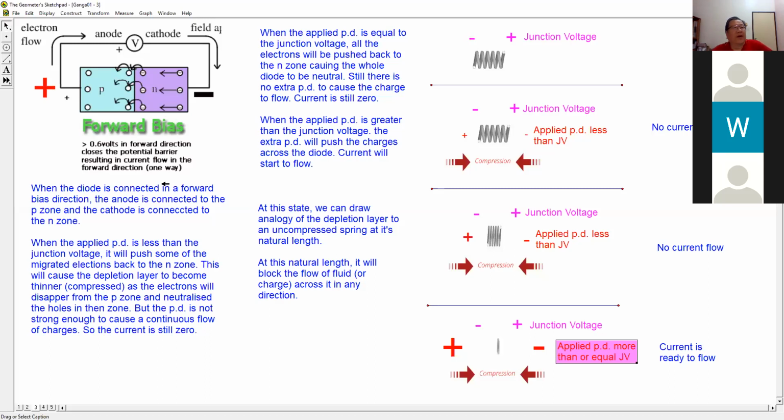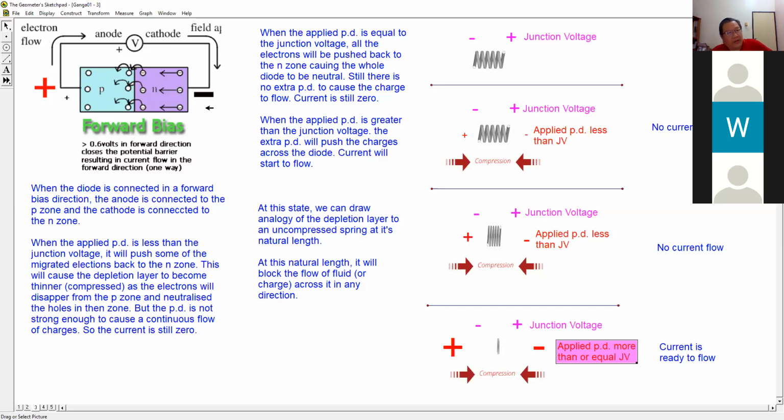Okay, right. Now, when the P side is connected to the positive terminal of the battery, and the N side of the semiconductor is connected to the negative terminal of the battery, this connection is called the forward bias. Forward bias.